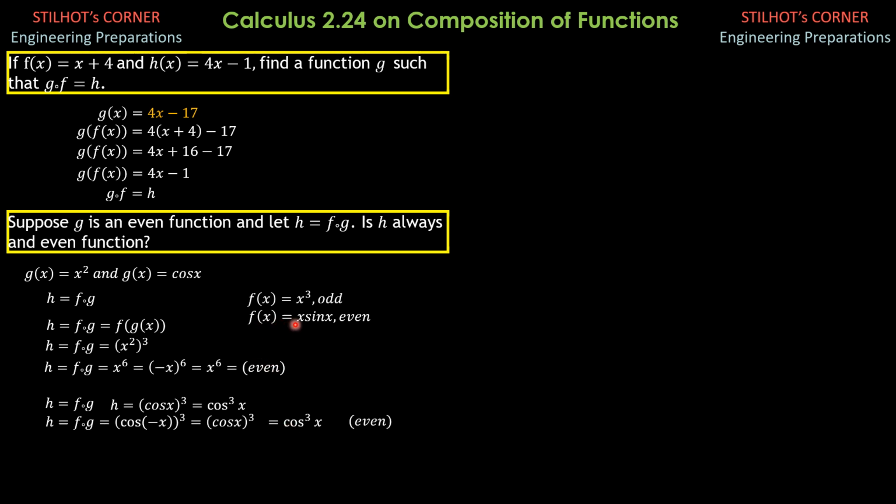Then, for this second case, f of x is even. So h is f of g. It is equal to x squared sine of x squared. So replacing x by negative x, h which is f of g is negative x quantity square sine of negative x quantity square. Negative x square is x square. So it goes back to x square sine of x square. So that's why it is even.